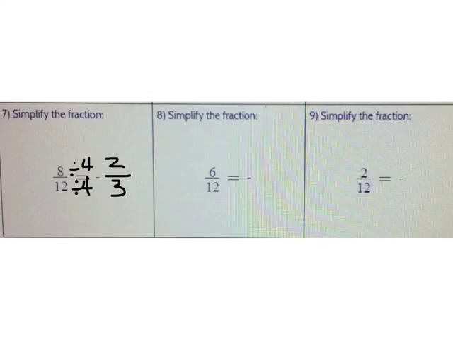Now let's try another. Simplify 6 over 12. What's the largest number that goes into both 6 and 12? It's 6. When I divide both 6 and 12 by 6, what's the result? It's 1/2. Now let's simplify 2/12. What's the largest number that goes into both 2 and 12? It's 2. When I divide both 2 and 12 by 2, what's the result? It's 1/6.